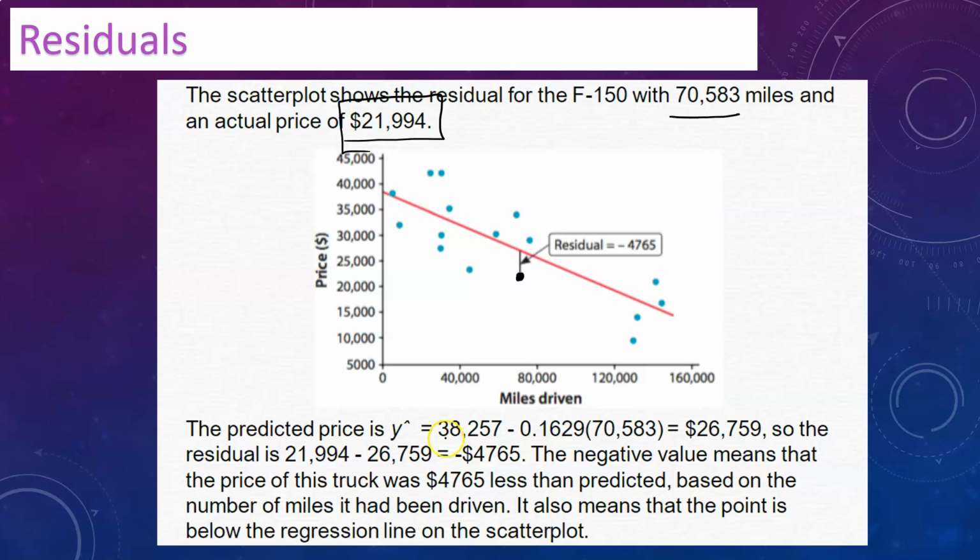We take our y-intercept, we subtract the slope times our number of miles, and we get a predicted value of $26,759. All we do to calculate our residual is to subtract the actual number minus the predicted amount. I get a negative here because the negative value means that the price of this truck was $4,765 less than predicted, based on the number of miles it had been driven. It also means that the point is below the regression line on the scatter plot.